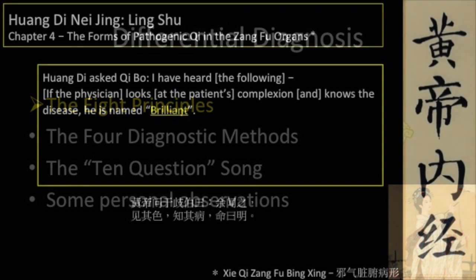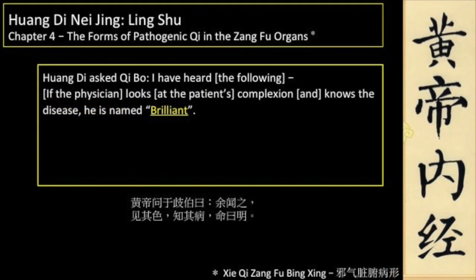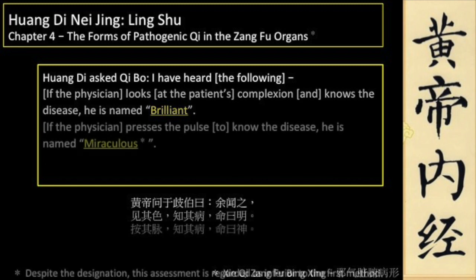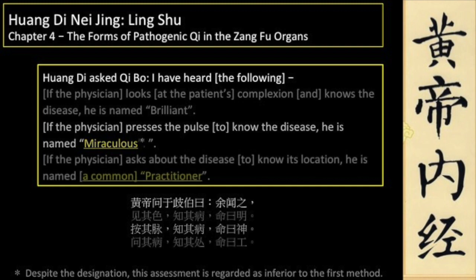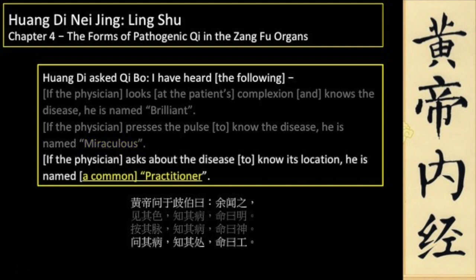The Huangdi Neijing Ling Shu assesses doctors according to their ability to diagnose their patients. In Chapter 4, Huangdi comments that a doctor who can diagnose a patient just by looking at him is the most skillful. The doctor who can diagnose by using the pulse, although highly esteemed, is rated second. In third place is the doctor who interrogates the patient.